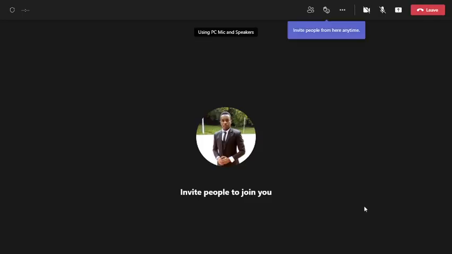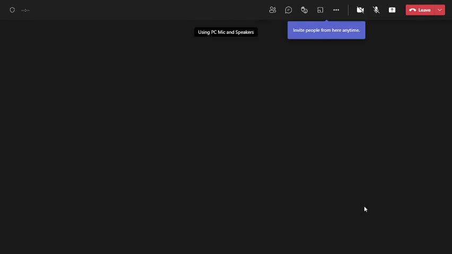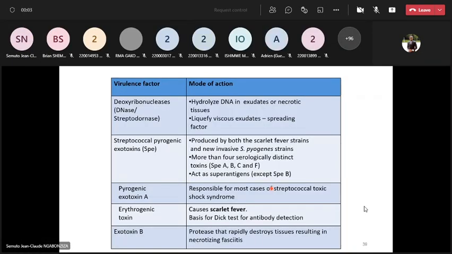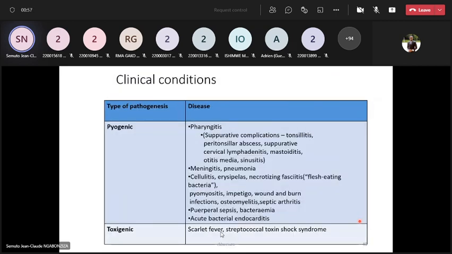It has pyrogenic exotoxin, which produces scarlet fever, and it acts as a superantigen. It has pyrogenic exotoxin A, which is responsible for most cases of streptococcal toxic shock syndrome. We see this condition. And erythrogenic toxin, which causes scarlet fever, we see this rash. And exotoxin B, that rapidly destroys tissue, resulting in necrotizing fasciitis. So it's like the other powerful toxin that allows the pathology that we see with this.